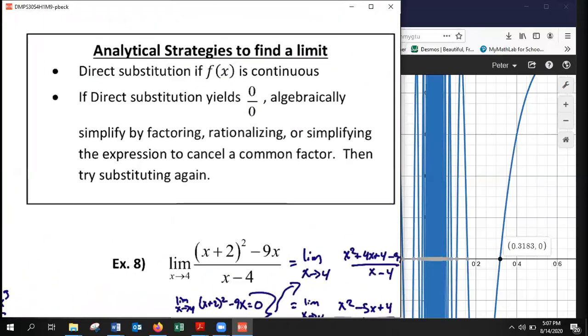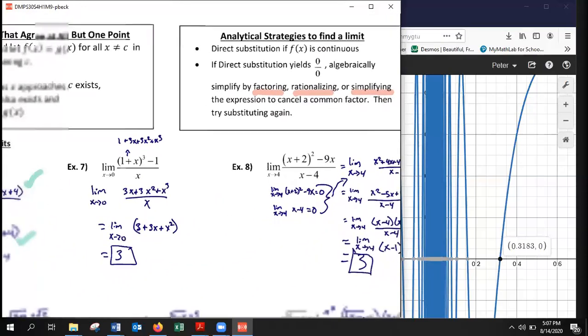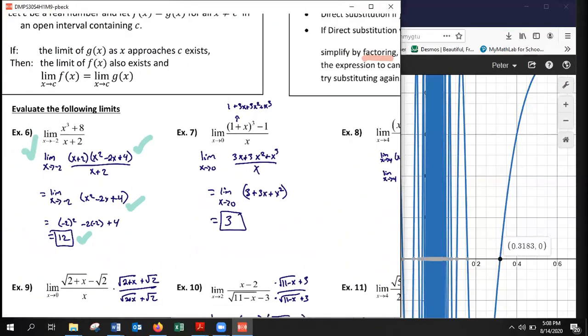Ways that we can algebraically or analytically try to come up with finding the limits. Direct substitution is the key if we have continuity. But if we get that 0 over 0, we can factor, we can rationalize, or simplify in some way. And the problems I have here kind of show all those different approaches.